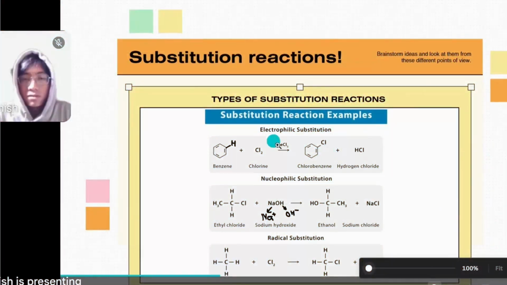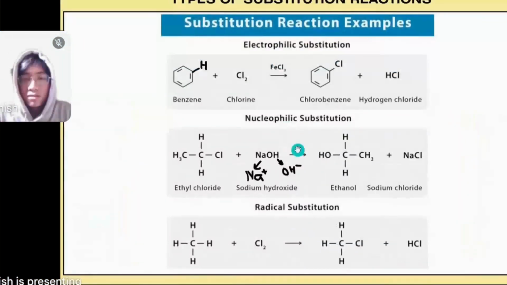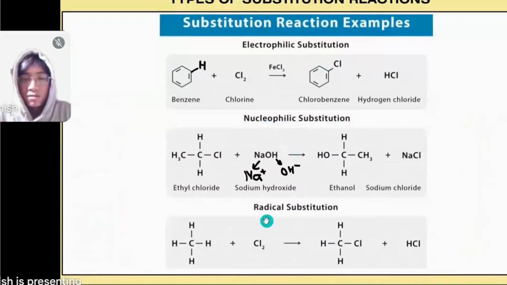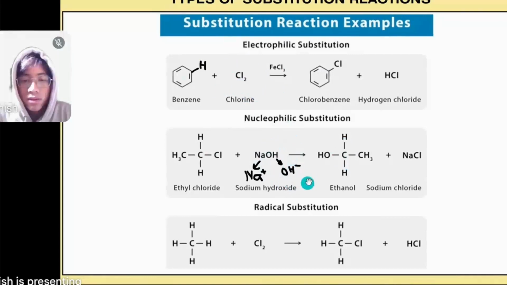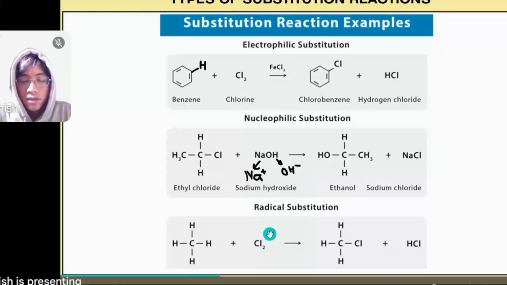There are three types of substitution reactions. Firstly, we have electrophilic substitution, we have nucleophilic substitution, and finally radical substitution. In electrophilic substitution, usually we will replace a compound or an element with an electrophile. In nucleophilic substitution, we will replace it with a nucleophile. And finally, for radical substitution, usually we will use a compound that has a radical. In this case, the chlorine molecule will separate into two radicals, which then will react with the compound.